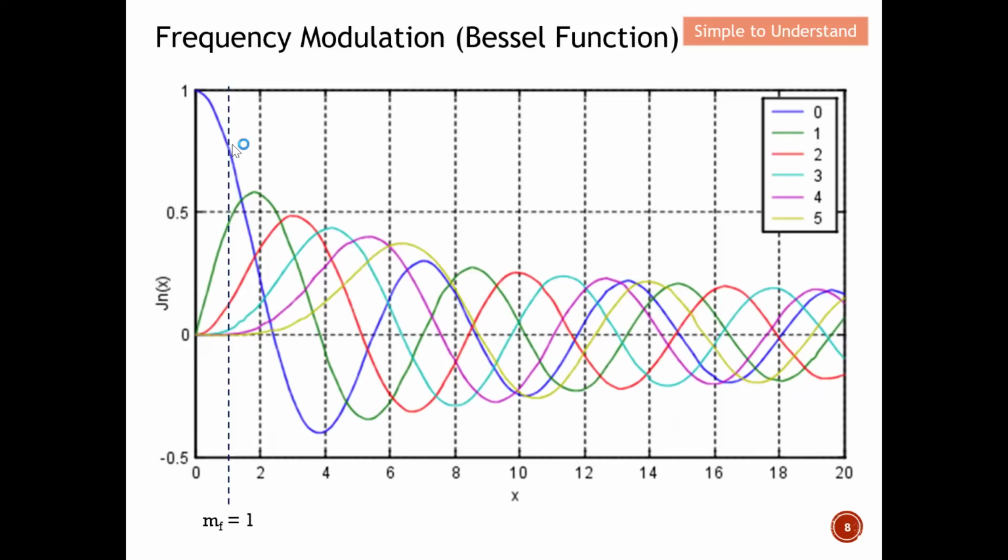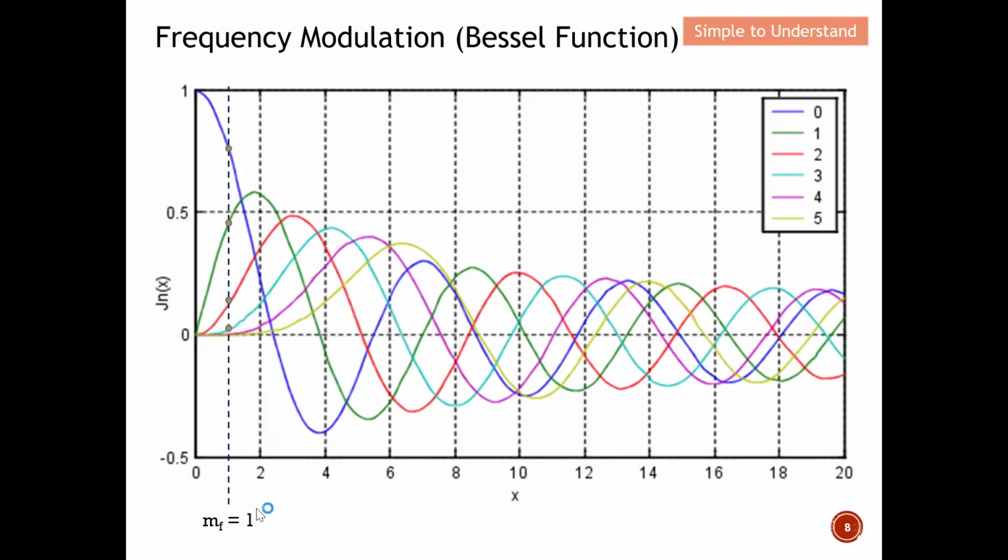You can see that these are significant. This is significant, this is significant, this is significant, this is significant. The rest is under 0.01, for example here. So I will have 1, 2, 3, 4 dots for the modulation index equals 1.